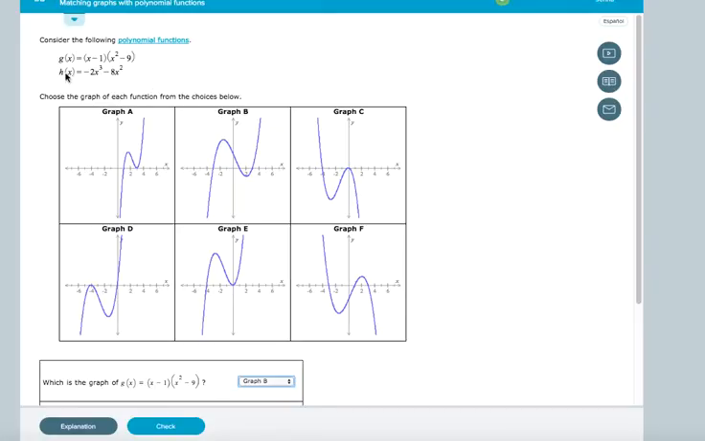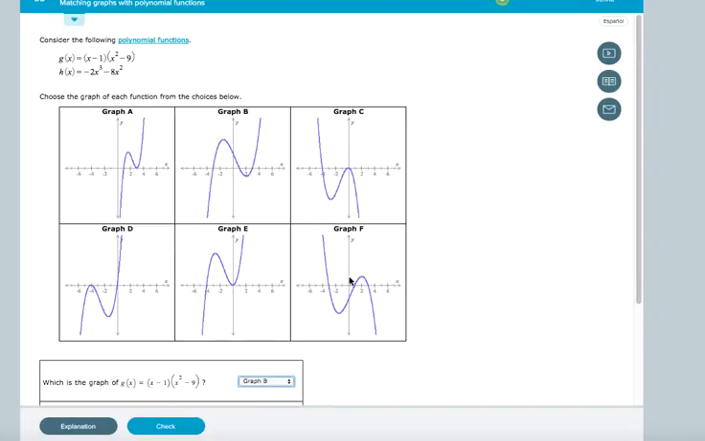Now we're going to look at h of x. So we already determined that a positive leading coefficient, all of these four had a positive leading coefficient. So it has to be one of these two. Now, one thing I'm noticing right away is that there's no term all by itself here. There's no just number. And that means that when x equals 0, y equals 0. So it goes through the origin.